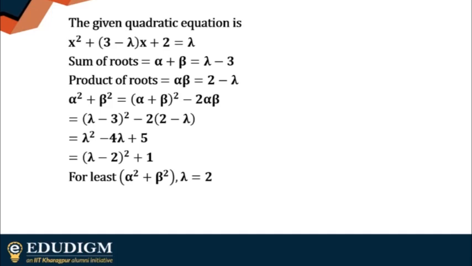So for least value, lambda will be 2. So as correctly pointed out by you, it's option 4. So I hope this is clear with all of you. So I will just quickly move on to the next sum. Otherwise, if you have any problems, do let me know in the chat box. Okay. Chalo.